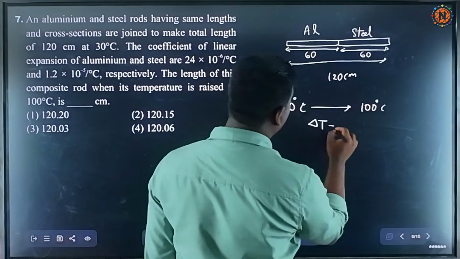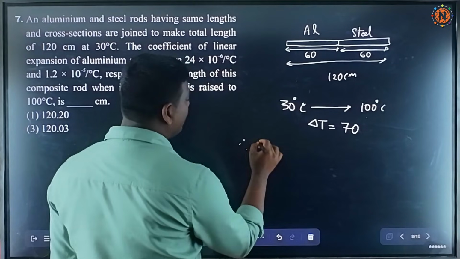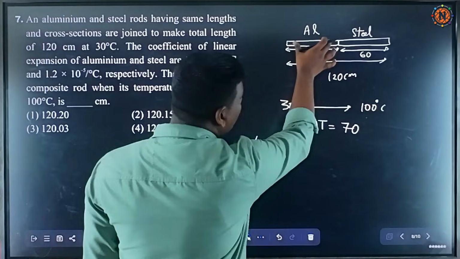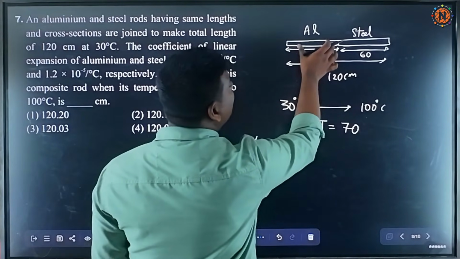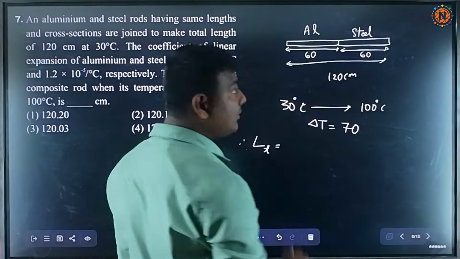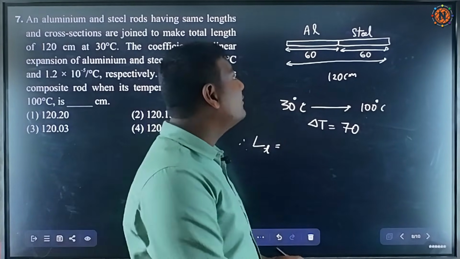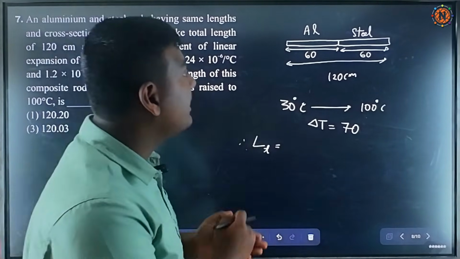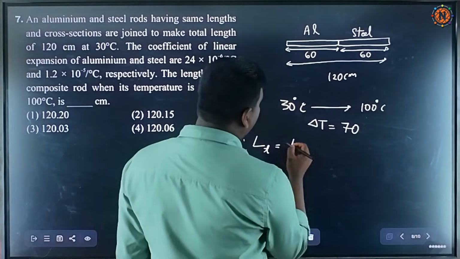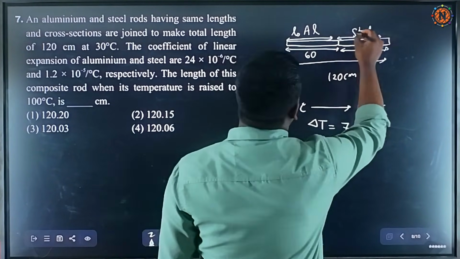So change in temperature will be how much? 100 minus 30 will be 70. So therefore the final length LT can be written as, first what will happen, this rod will be expanded, so we can write the expanded length formula for aluminum, and then this rod will also be expanded, yes or no, if temperature is increased. So both rods will be expanded, so we can write the individual expanded length formula and then we can add. We are taking this length as L0. Individual length is L0, this is also L0.